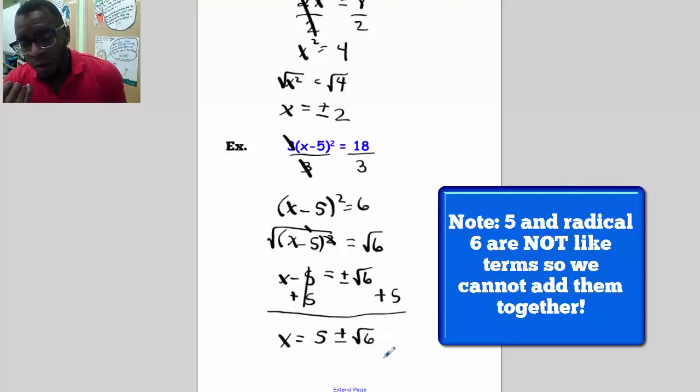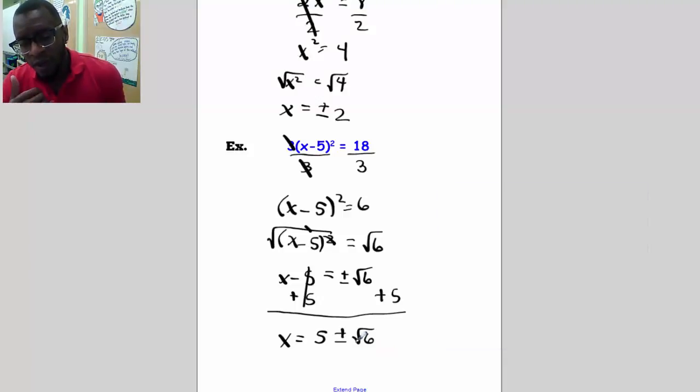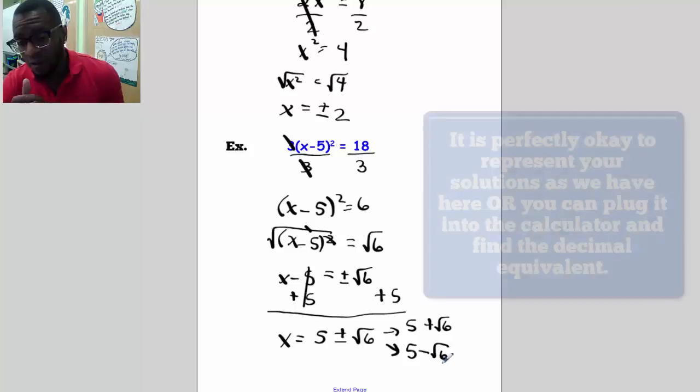You can always put the constant first, and then you can leave it as plus or minus, or you can separate it into 2 answers. So this plus or minus tells me that one of my solutions is going to be 5 plus radical 6, and one of my solutions will be 5 minus radical 6. Okay, so anytime we're solving these equations with radicals, you're going to have 2 solutions because of the plus or minus.